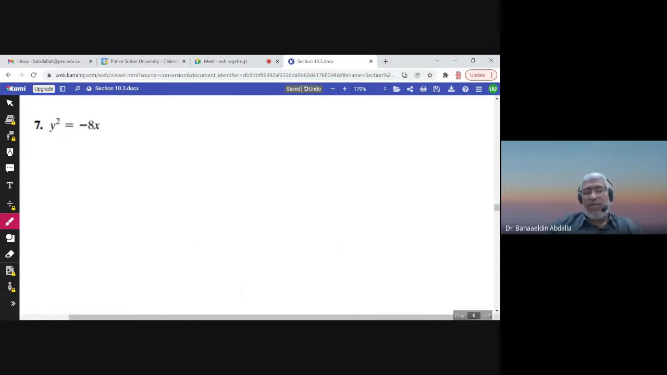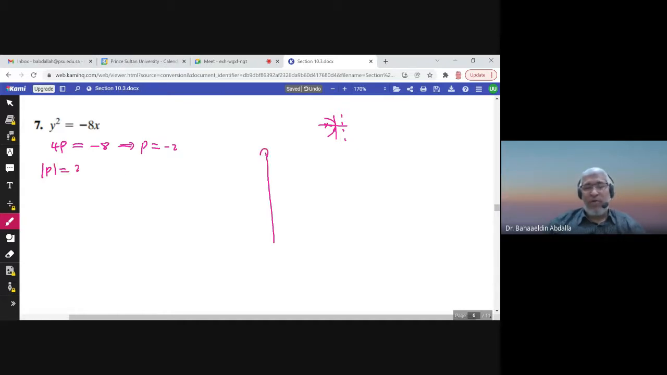y squared equals negative 8x. The parabola opens, y squared, so right or left, negative, so the parabola opens to the left. Immediately you can know this from the equation, and this will help you because the vertex would be here and the directrix would be here. So you can find p by equating 4p to negative 8, so p is negative 2. And then the absolute value of p would be 2.